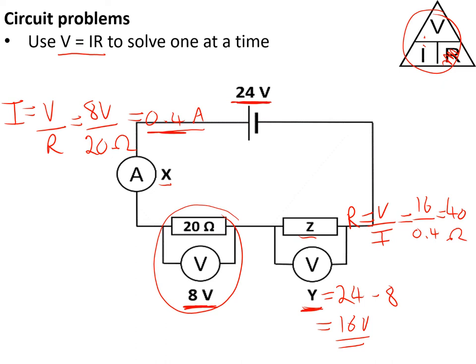And if we do that, that is going to come to 40 ohms. So if you get a problem like this, the main thing is just to keep a cool head and to look at what you can calculate using the equations that you know, and everything should slot into place if you just work one step at a time.